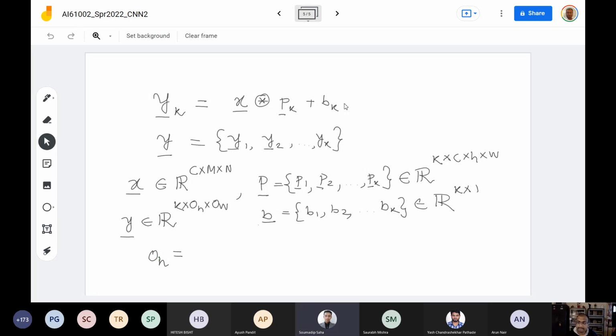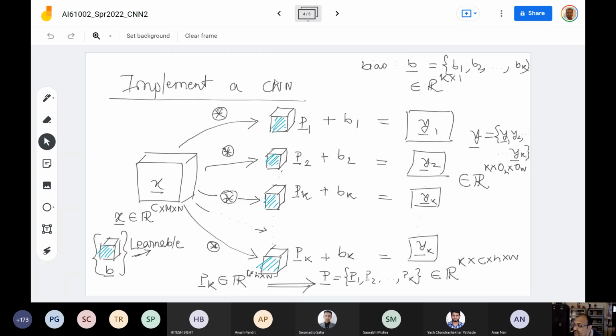Sir, K is the number of classes in the output section? No, K is the number of convolution channels which I have, or convolution kernels. So look over here, I had K number of convolution kernels. So K is the number of convolution kernels. It's not about the number of classes or anything. We'll come to a full network construction where I will show you the relationship with the number of classes which you have.